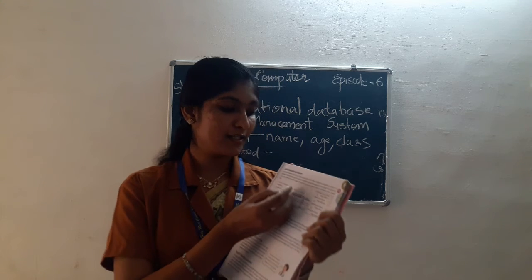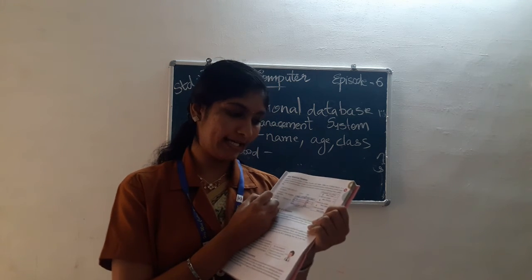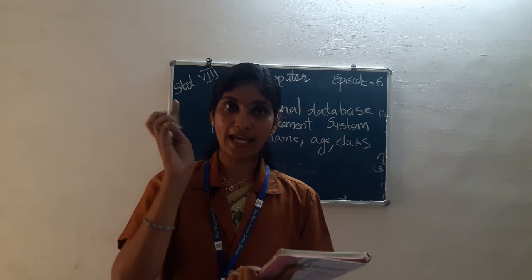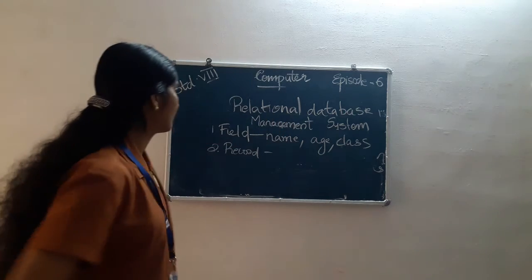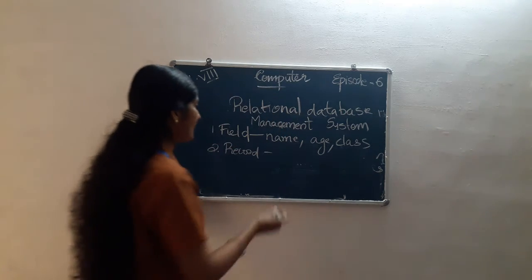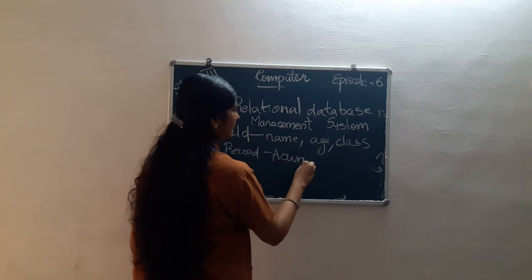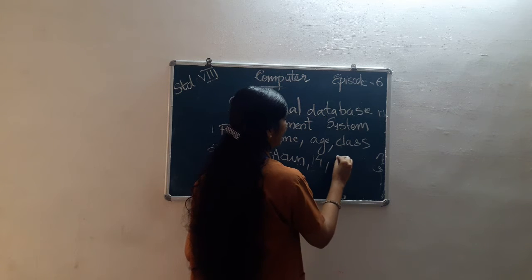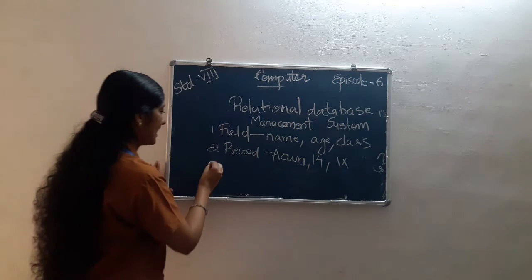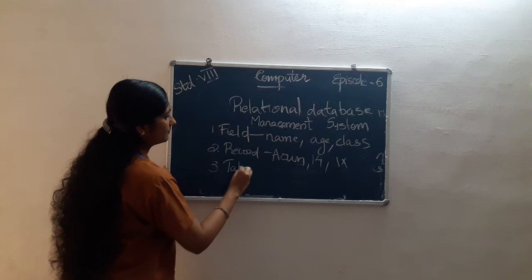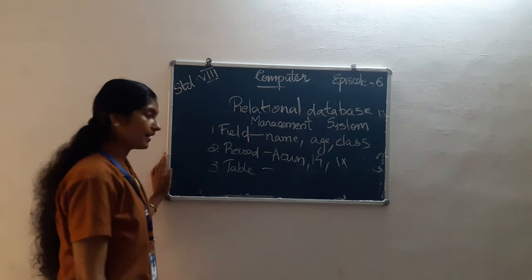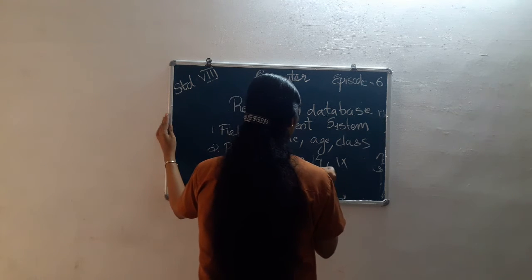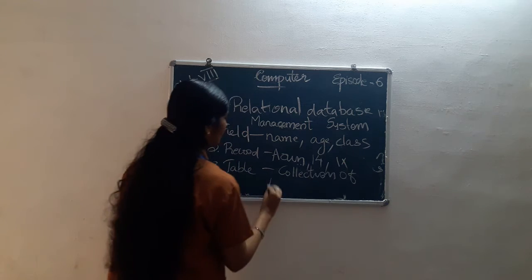Okay. So a field, a record and a table. A field can have many entries. A record, for example, is Arun, then his age 16 or 14, then 9. Then a table means a collection of records.